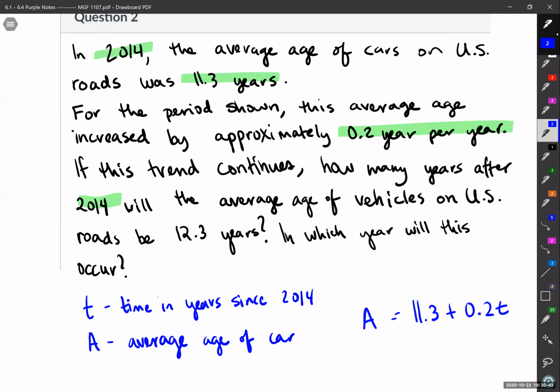And how do you know that it should be in terms of time and we get age? Well, we ask ourselves what happens first. Time passes, and as a result, I guess technology's improved, who knows what's happening, and the age of the car is increasing. Okay, now we've got our equation.